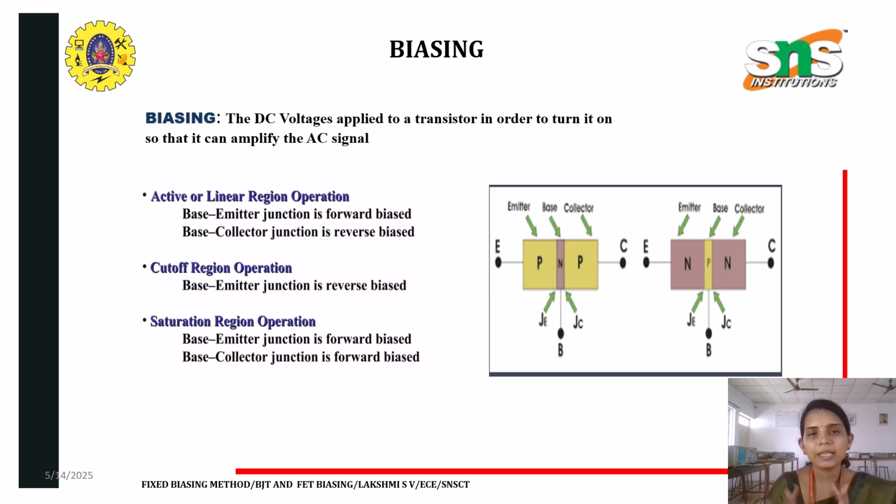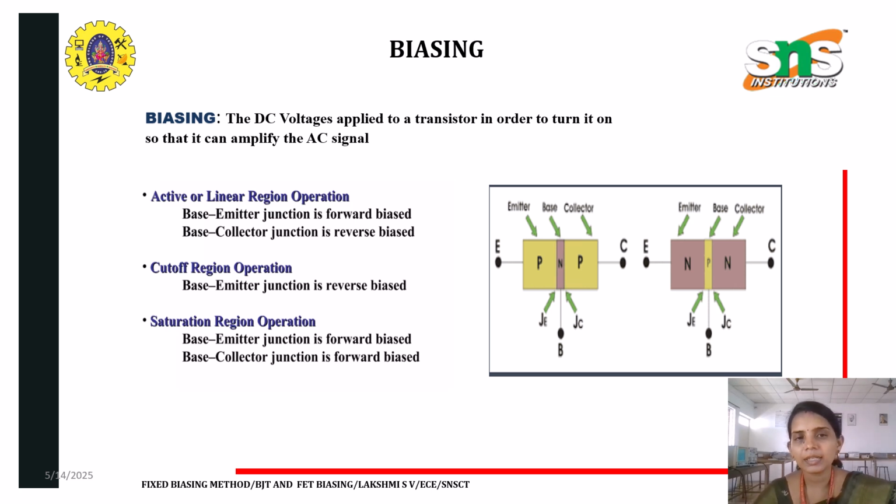Before dealing with the fixed bias technique, we must know the term biasing. Biasing is the process of supplying external voltage to a device for its proper functioning. To be more technical, we can define biasing as the DC voltage which is applied to a device in order to turn it on so that it can amplify the AC signal. So the process of biasing means applying external voltage to a device for its proper functioning.